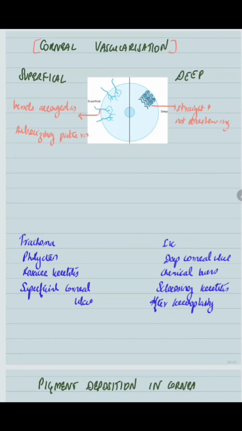In superficial vascularization, the vessels are present below the epithelial layer, and continuity can be traced with conjunctival vessels. In deep vascularization, the vessels are present in the stroma. They are derived from anterior ciliary vessels, and continuity cannot be traced beyond the limbus.